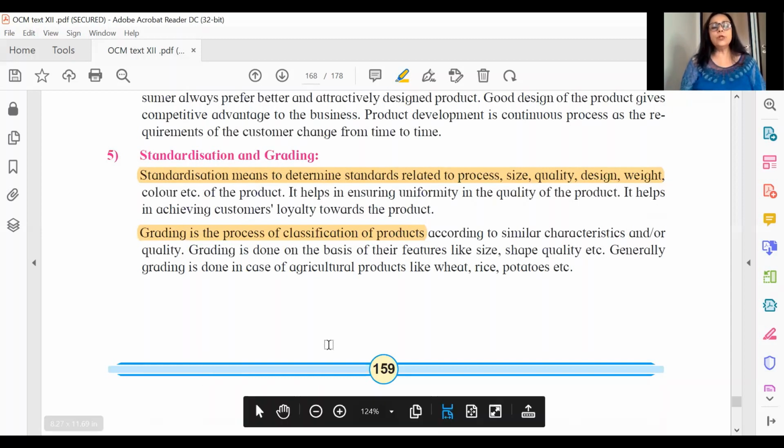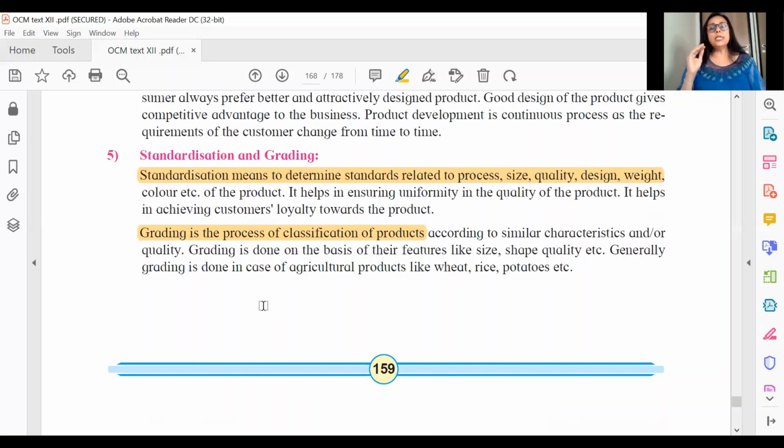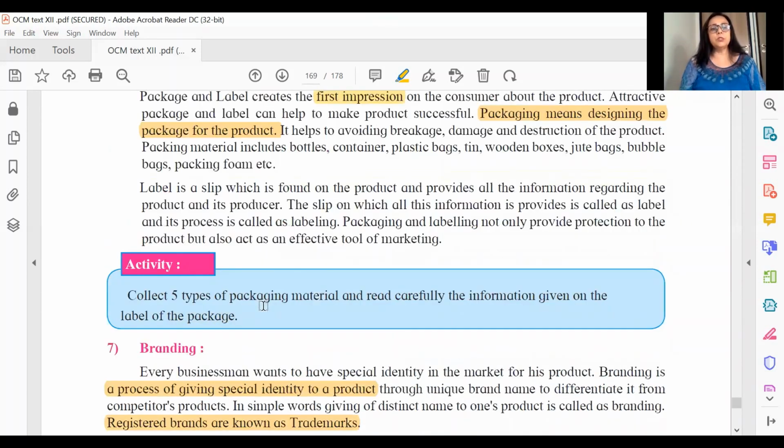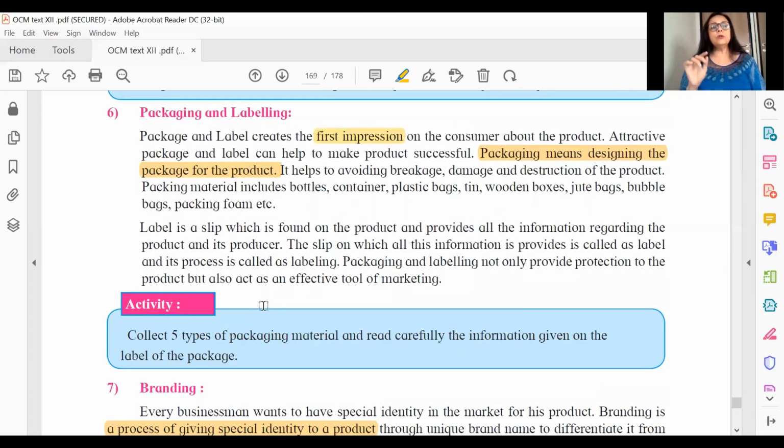So grading is usually done for agricultural products, and standardization is for more towards industrial products. Okay, so this was another popular objective some years ago. We now go to the number 6, the 6th function of management, and that is packaging and labeling.